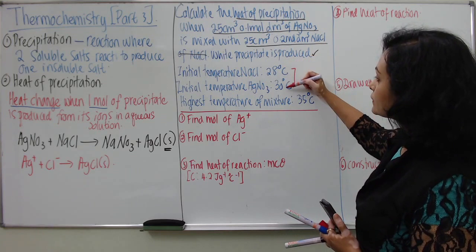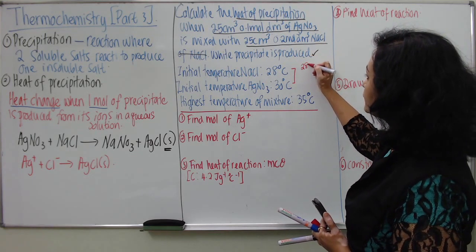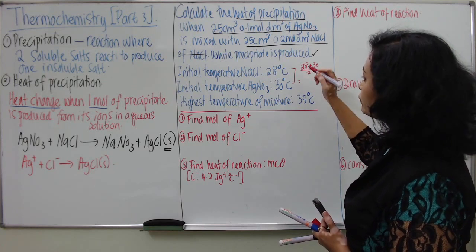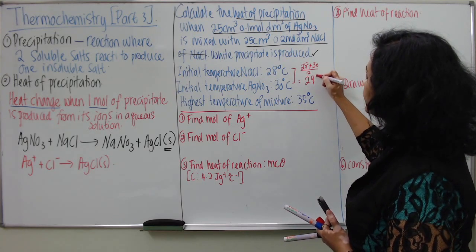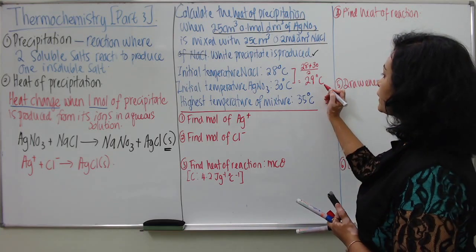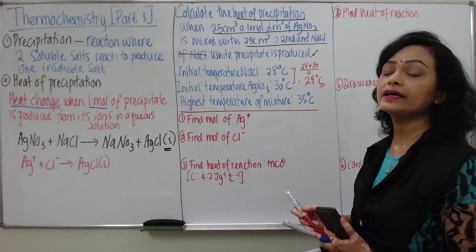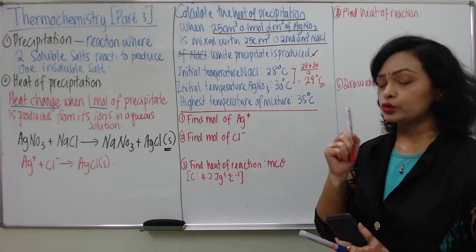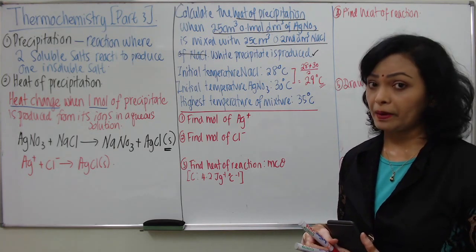So 28, 30. So 28 plus 30, you divide with 2. So we get 29 degrees Celsius. So please remember that the initial temperature of 29 degrees Celsius will be taken into consideration. So that's the first point students need to remember.